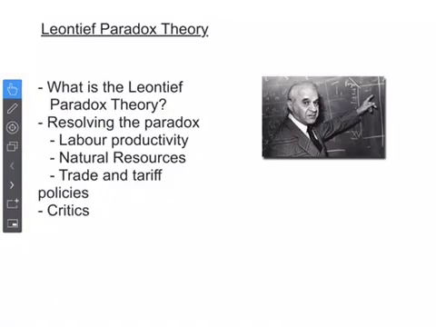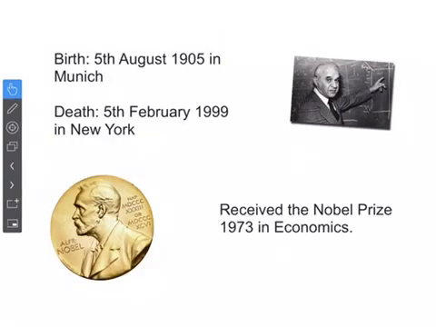So in the following we're going to talk about the Leontief paradox theory. We're going to discuss what the theory is and resolve it. So he was born on 9th August 1905 in Munich and died on 5th February 1999 in New York. He was a Russian-American scientist and received the Nobel Prize in economics in 1973.